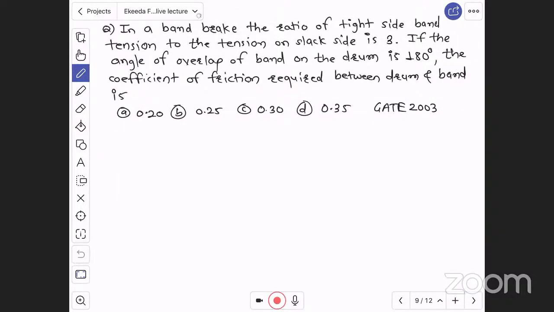Now the next question is on a band brake. Band brake is a question of belt and pulley friction. The next three numericals we are going to see are for belt and pulley friction, right? So let us understand the concept of belt and pulley friction first.